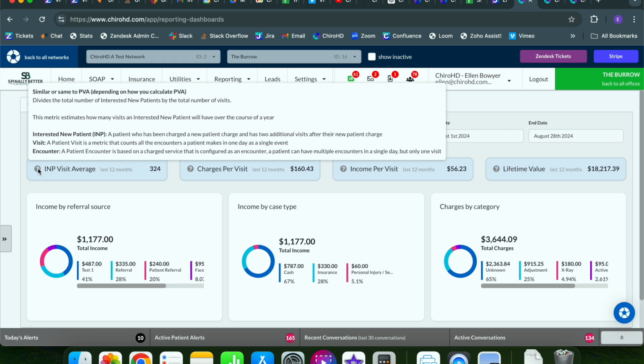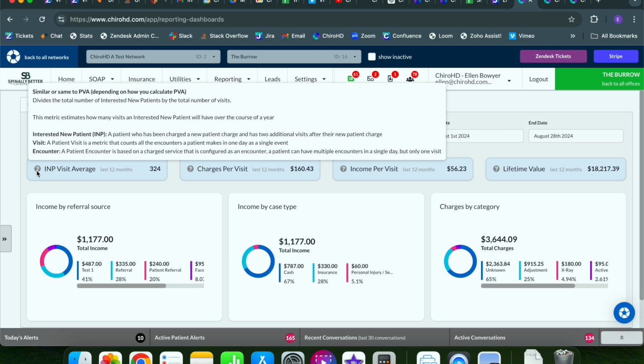of this metric. So INP visit average is similar or the same as PVA, but it depends on how you calculate PVA. As we have come to learn, every office's definition of this is very different. So this will divide the total number of interested new patients by the total number of visits. This metric estimates how many visits an interested new patient will have over the course of a year. So an interested new patient, INP, is a patient who has been charged a new patient charge and has 2 additional visits after that new patient charge.